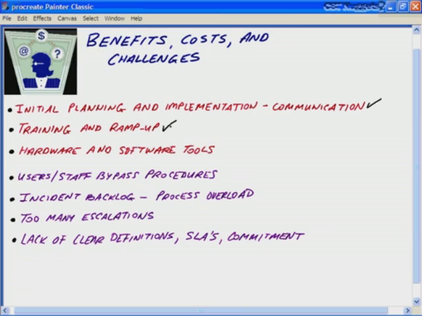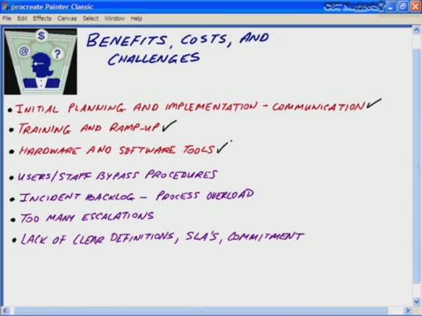Again, you don't want to advertise this incident handling and incident management solution to your customer or to your users until it's been pilot tested and put into place. There's also additional hardware and software tools for incident management, and of course that's going to be an additional cost. What are some of the challenges to doing this?